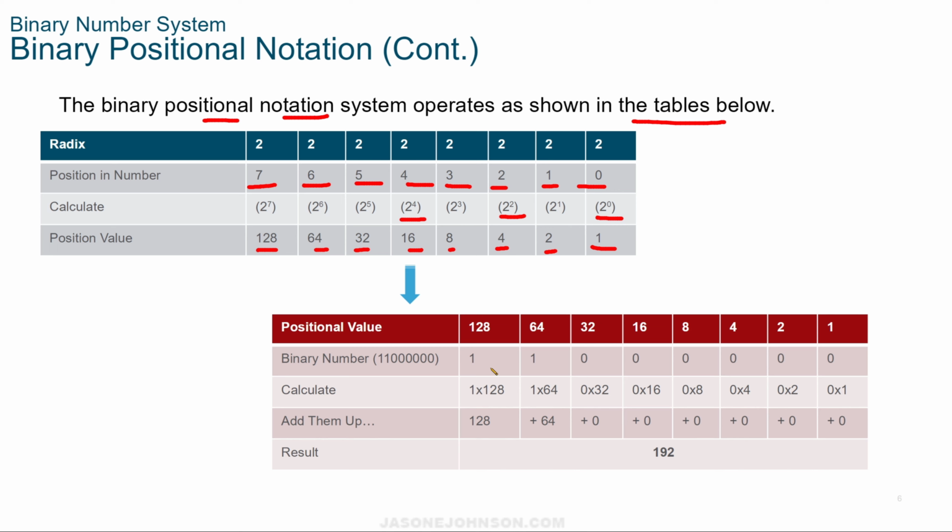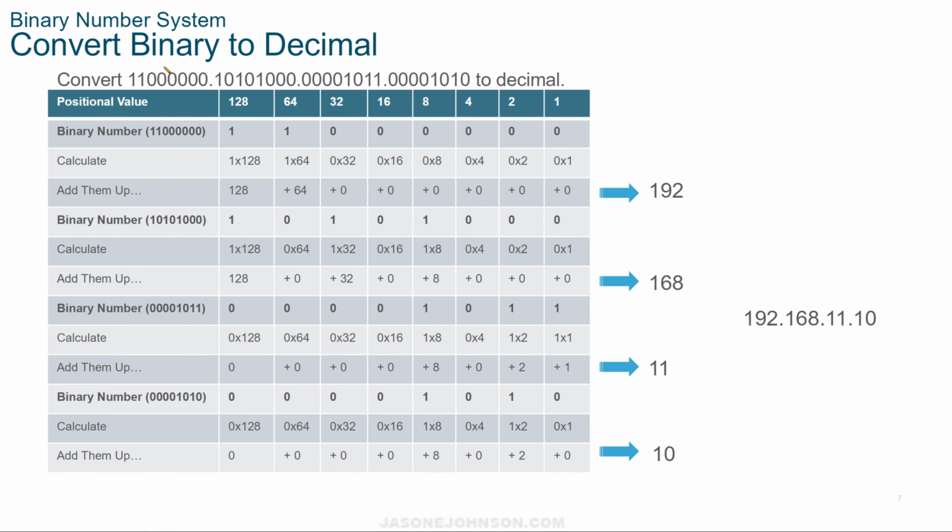And when we look down at the chart here, take the binary number 11000000. We would put that in, and we would count 128 because that position is turned on. We would count 64 because that position is turned on. We wouldn't have anything over here, so we get 128 plus 64, which gives us 192. That is how we convert binary to decimal.